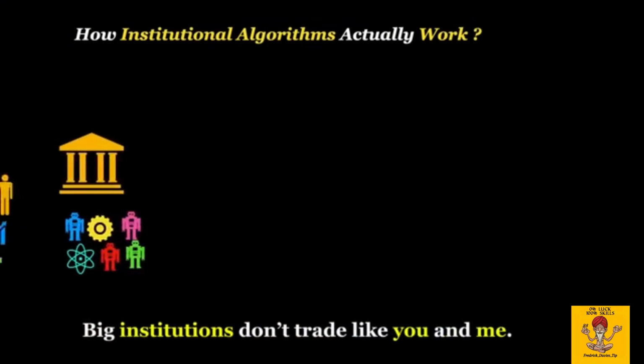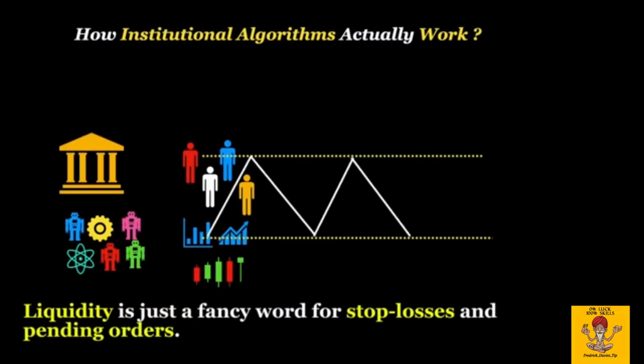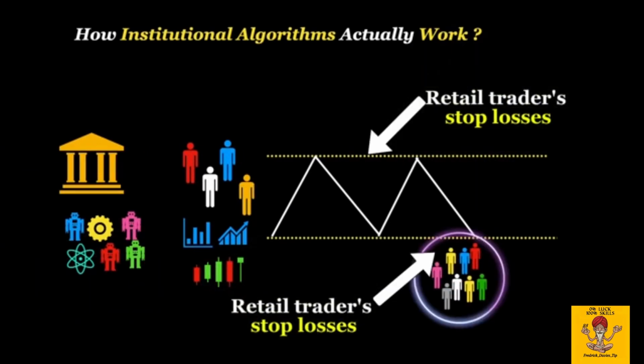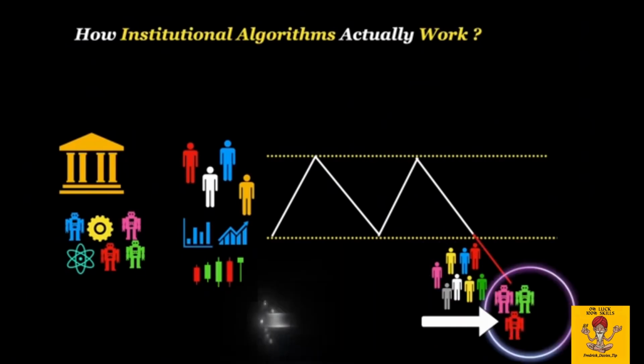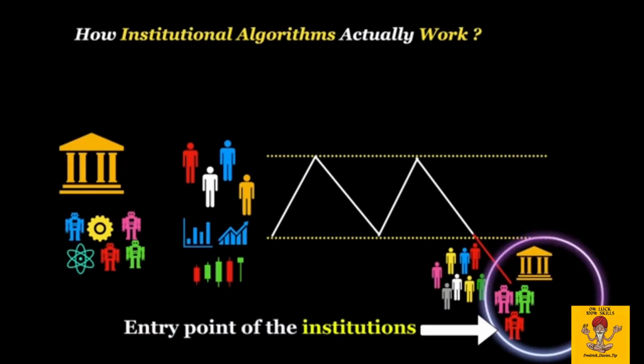Big institutions don't trade like you and me. They use powerful algorithms that scan the market for one thing: liquidity. Liquidity is just a fancy word for stop losses and pending orders. Most retail traders place stops below support or above resistance, and that's exactly where smart money is watching. When there's enough liquidity in one area, the algorithm triggers a fast move, a fake breakout or a spike, just enough to hit all those stops. Those stop losses turn into market orders, giving institutions the perfect entry with no slippage.